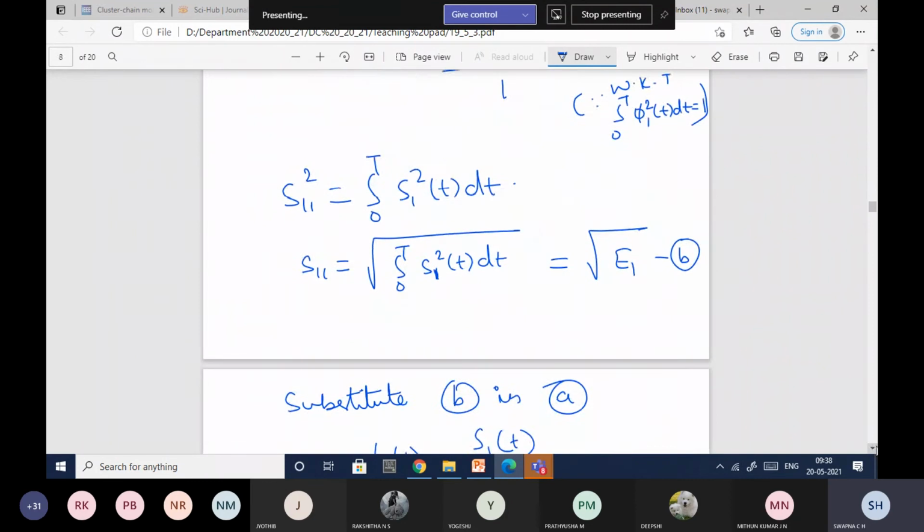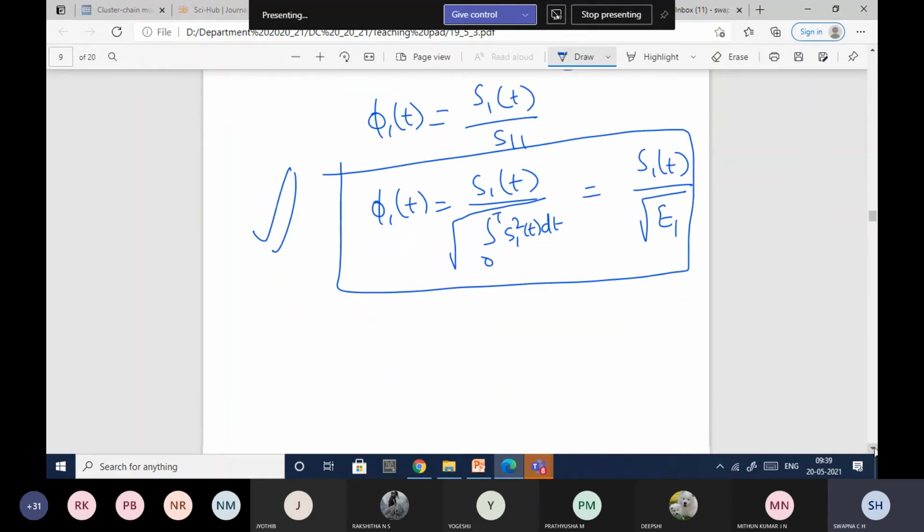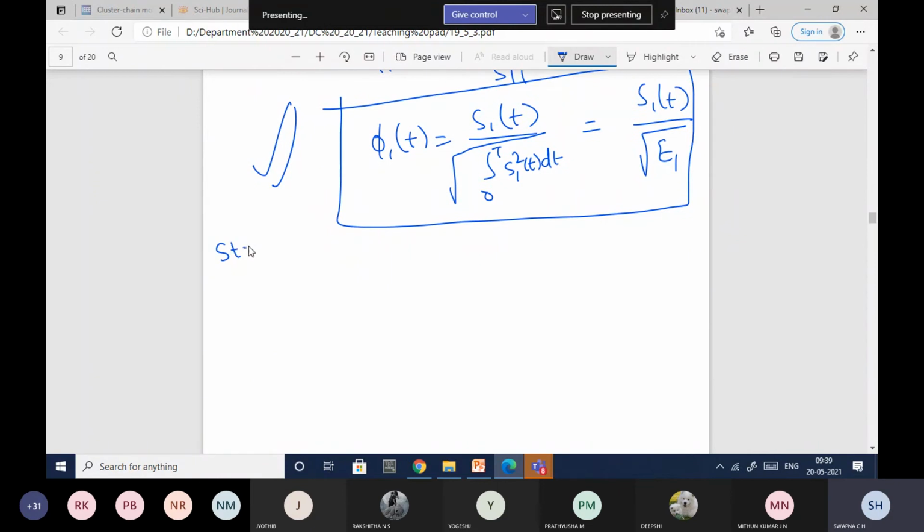The final equation to calculate the orthonormal basis function is this. This is the equation to calculate the first orthonormal basis function. Okay, so now I'll go to the next step. Step 2: I have to find phi 2 of t.